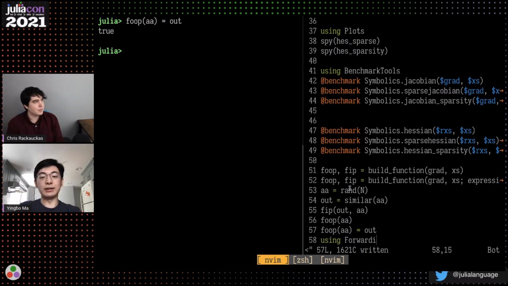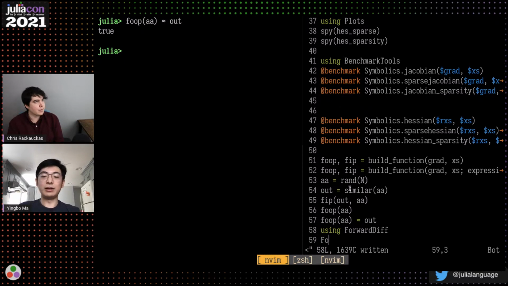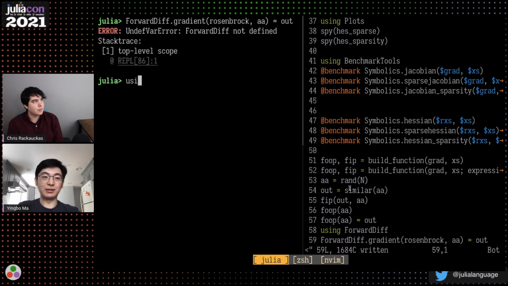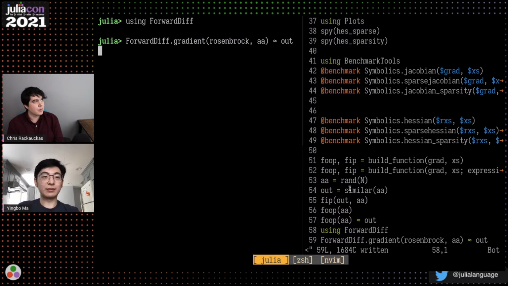And then we can also validate our Jacobian, the gradient evaluation, by checking it with ForwardDiff. So it's using the forward mode AD to compute the gradient values at the point AA, and I'm using approximately equal here because actually I haven't tried to use equal. Let's see. Yeah, so our computed result is correct.